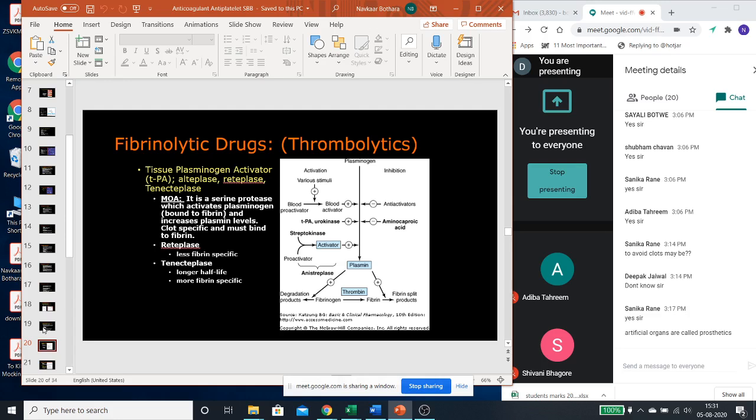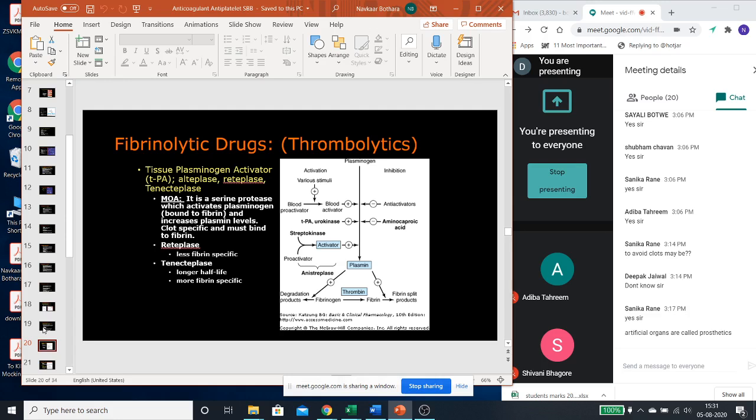The next class of drugs are not actually anticoagulants. We call them thrombolytics. Thrombo, we know, means thrombus. Lytics means breakdown. These are the agents which break down the thrombus. So what are these drugs? The important ones are tissue plasminogen activators. We know that plasminogen is activated, and because of that plasmin is formed. Plasmin is the agent which causes the breakdown of fibrin threads.